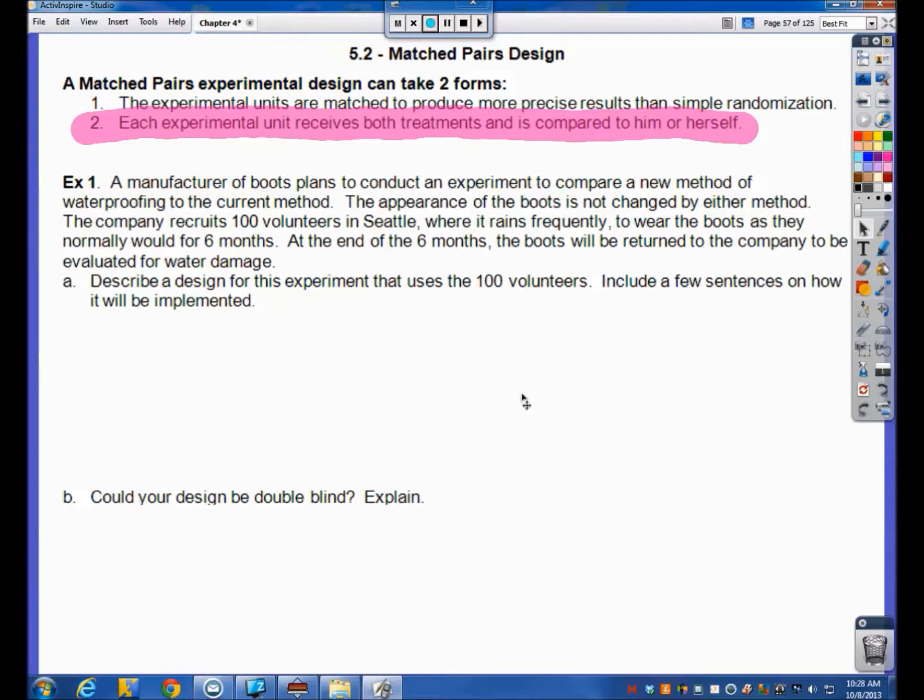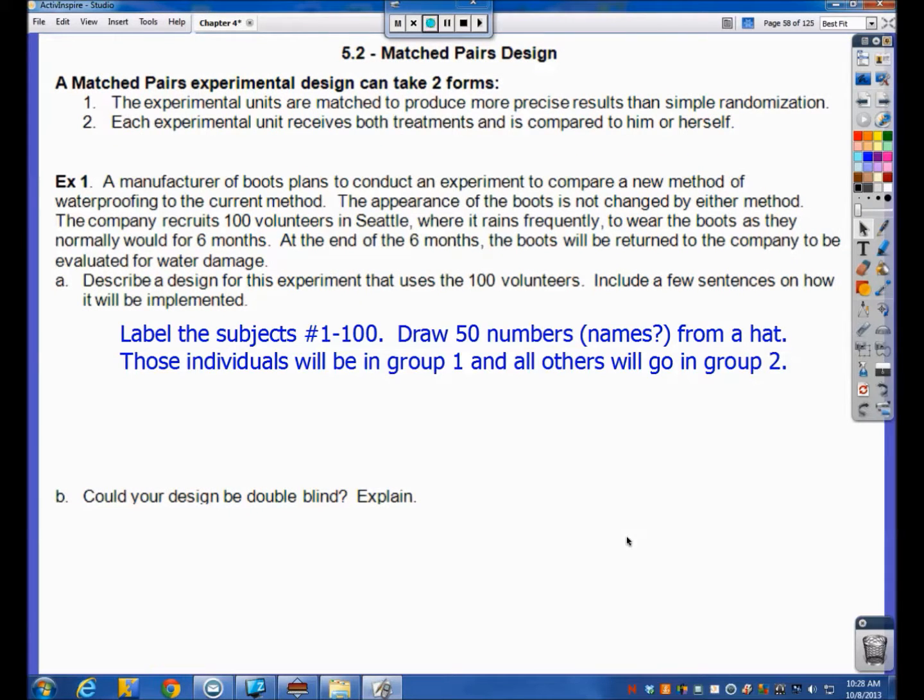Now, with my 100 volunteers, you might think, all right, what if we take 50 of them and we give them the new waterproofing method, and we take our other 50 volunteers and give them the current waterproofing method, and then let's compare. Well, people will tend to maybe wear boots out more than other people do. So what we could do is use a matched pairs design, and that way we take away that factor. So each person gets one boot of each kind. One person gets maybe their right boot is the new method and their left boot's the old method. Okay? So we could label our subjects 1 through 100.